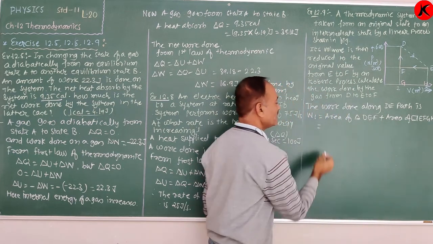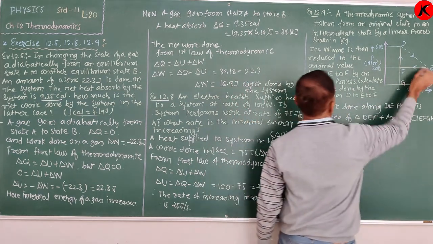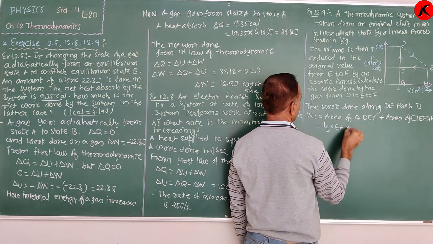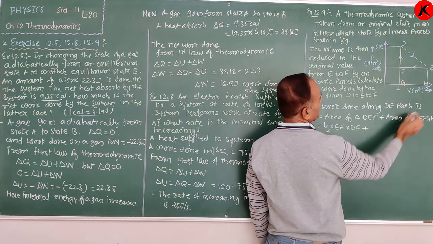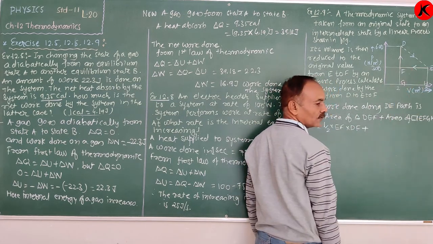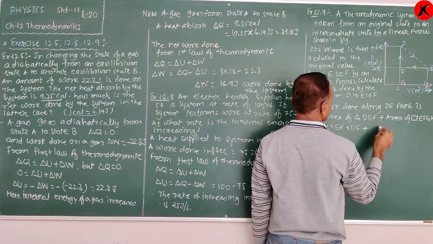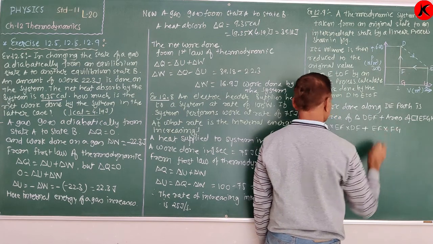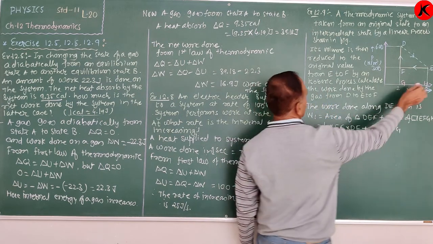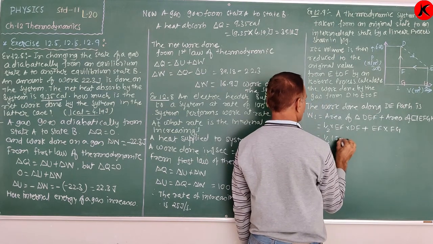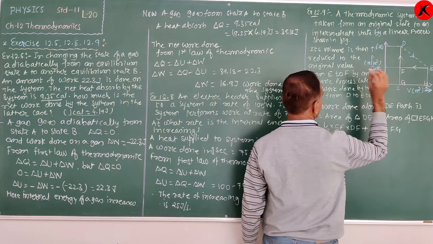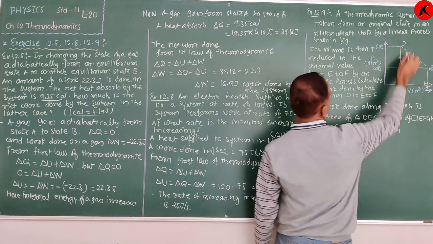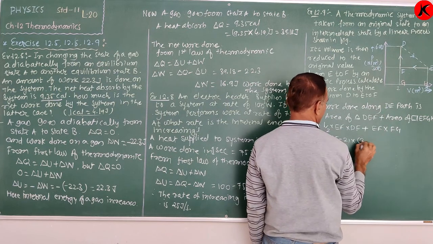Now the area of a triangle is half EF into the altitude DF, so half EF into DF, plus the area of the rectangle, length into width, therefore EF into FG. EF is equal to GH. So 5 minus 2. The value of F is given. E is 5 and F is 2. 5 minus 2. DF is 600 minus 300.